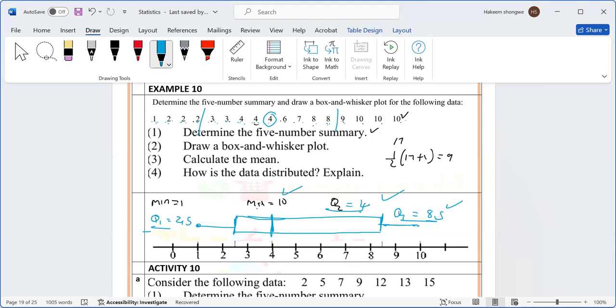Okay, let me skip this one. I'm going to skip number 3, calculating the mean. We already know how to calculate the mean. And then we go to how the data is distributed. Comment on the skewness of the data. Based on what we just learned today, what will we say? We say this is 0 here. This is negative, this is positive. So our data is bigger on which side? The positive side or the negative side? So we'll say this is positively skewed. And this is how we are supposed to do example number 10.